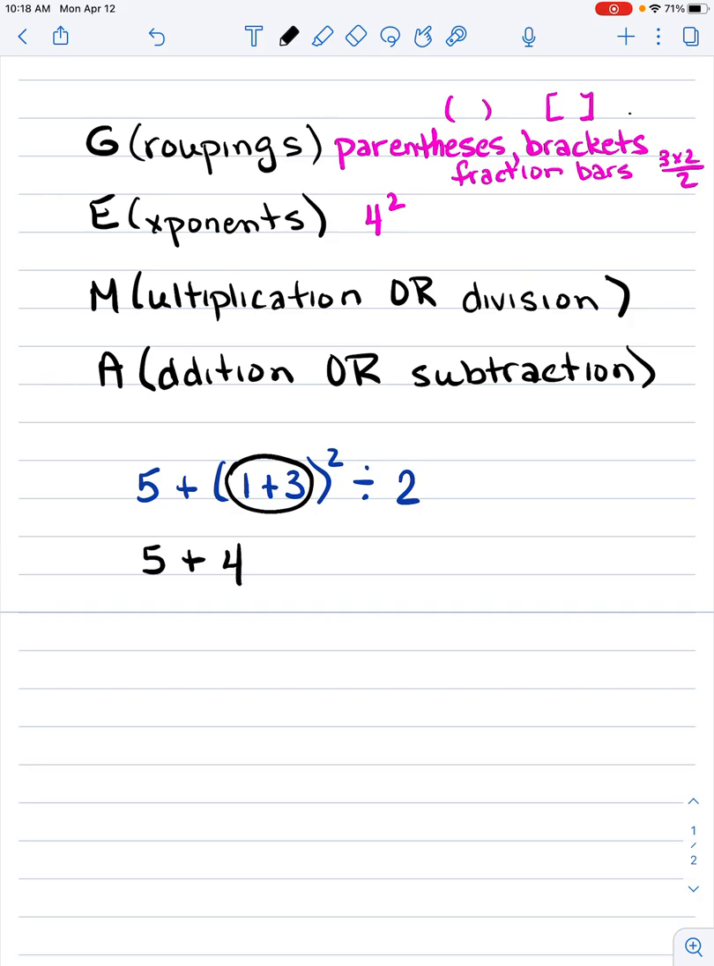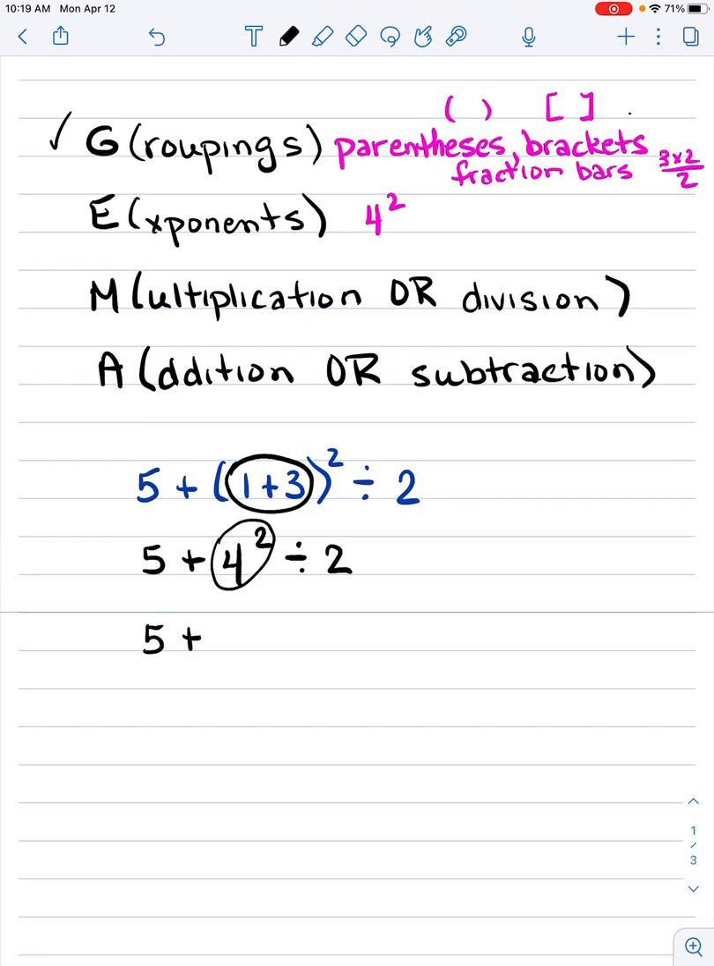1 plus 3 is 4, and that gets rid of the parentheses. So 4 squared, I can't forget that, divided by 2. Are there any other groupings? No. So I'm going to check that off. Okay, next is exponents. I start from the left, I look, oh, there's an exponent. I'm going to rewrite everything else.